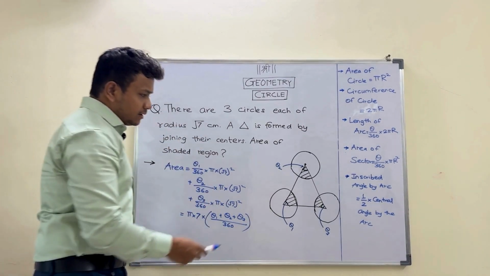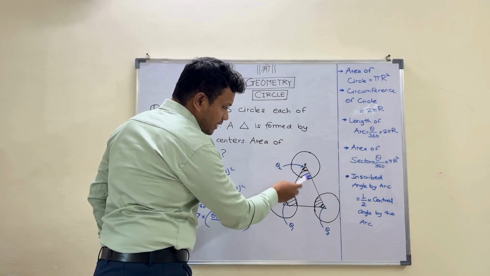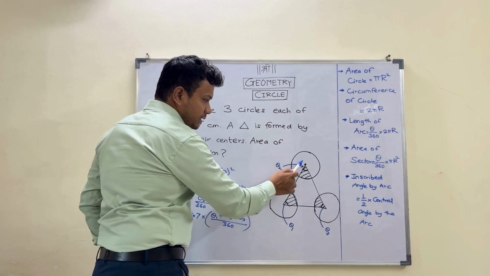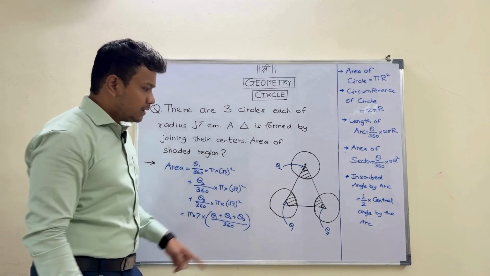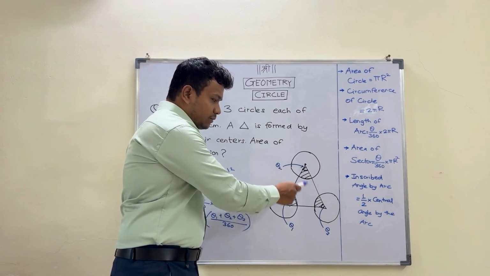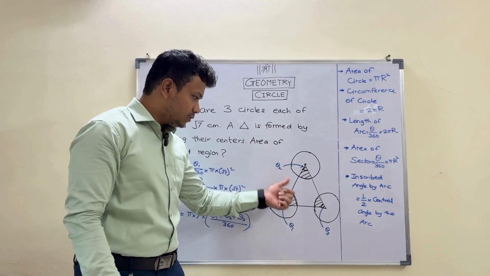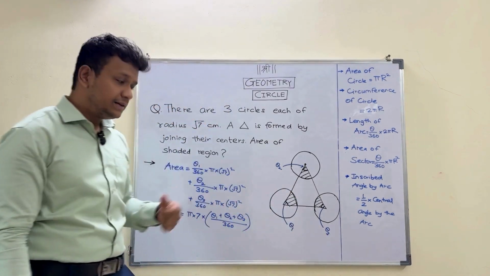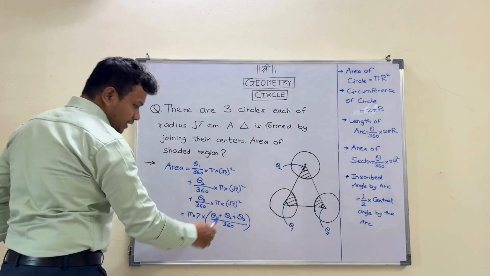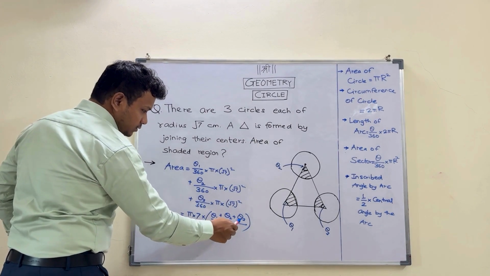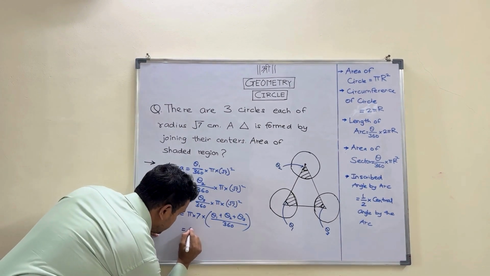So we can see here this is a triangle, right? Triangle formed by centers of 3 circles. As we know, the sum of angles of a triangle is always 180 degrees. So here theta 1, theta 2 and theta 3, the summation should be 180 degrees. So we'll just replace that with 180 here. So theta 1, theta 2, theta 3, we'll just replace that. So what will be the final answer?